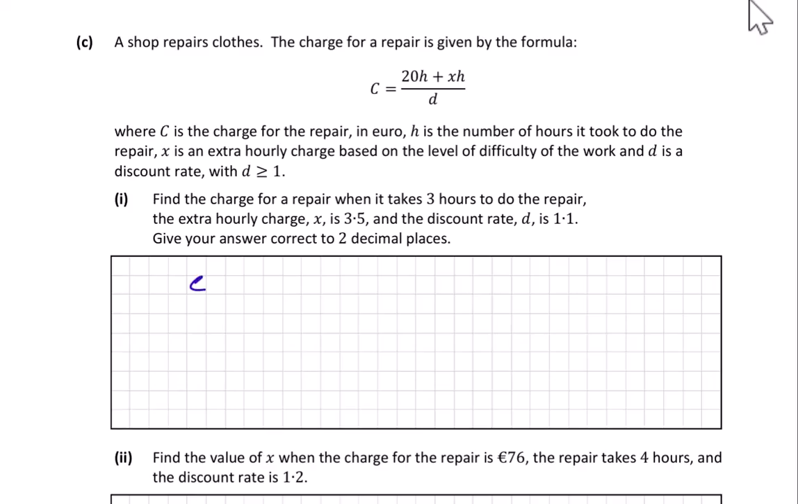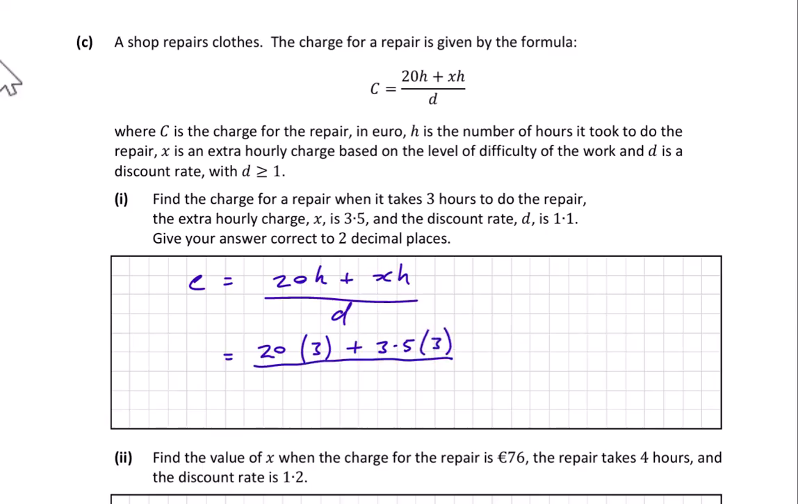So this is just a case of writing down the formula, which is 20H plus XH over D, and then just sticking in the numbers that were given. So it's 20 times H, which is the number of hours it took to do the job. In this case, it took 3 hours. So it's 20 times 3 plus X, the extra hourly charge based on the level of difficulty, in this case 3.5. You've got to multiply that by H, which is 3, and then divide by the discount rate, in this case 1.1. So when you do this one, to 2 decimal places, you should get 64.09, and that's in euros.